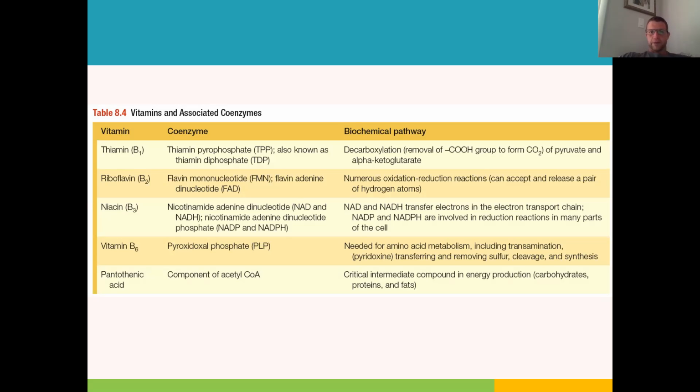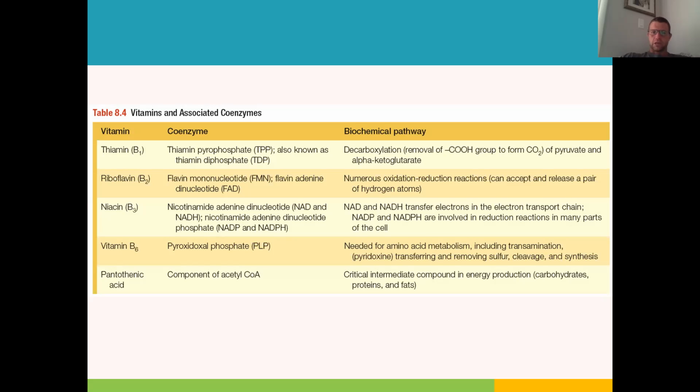Okay. Biochemical pathways: decarboxylation of pyruvate and alpha-ketoglutarate. All right, so we talked about those a little bit in the bioenergetics chapter. Riboflavin, B2: flavin mononucleotide, FMN, as you'll see it written, or flavin adenine dinucleotide, FAD, which you'll see a lot in the Krebs cycle. Okay?